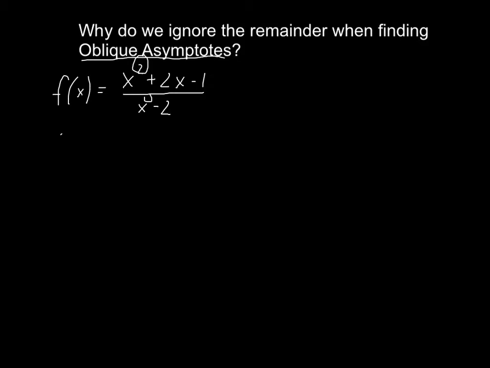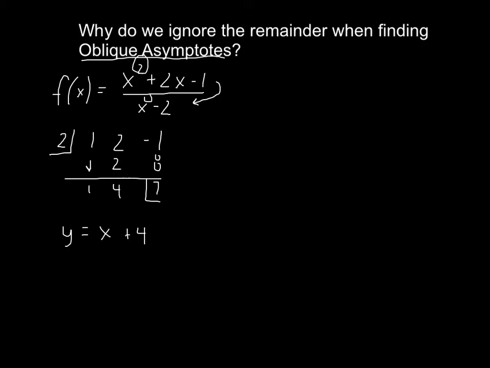In this case, I can do it by synthetic division because it's a linear divisor. So 2, 1, 2, negative 1. Bring down, we got 1, 2, 4. 2 and 4 is 8. We get 7. So my result from dividing x minus 2 into x squared plus 2x minus 1 results in y equals x plus 4 plus 7 over the divisor x minus 2.